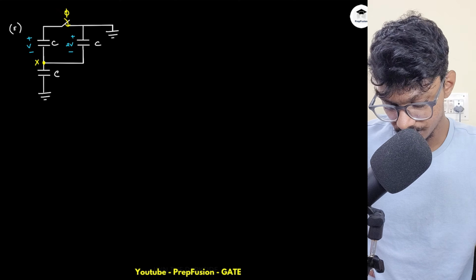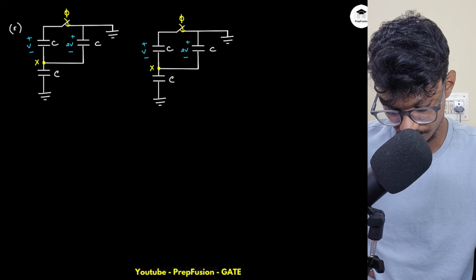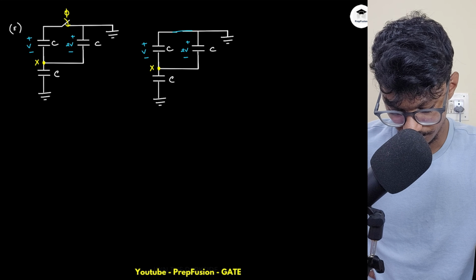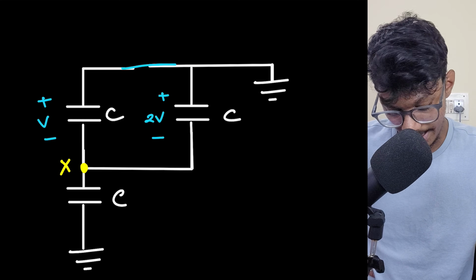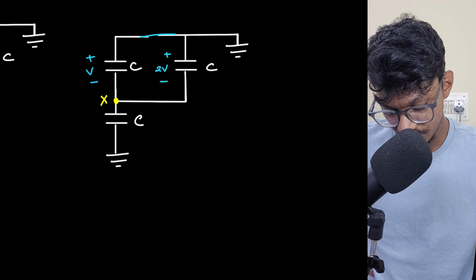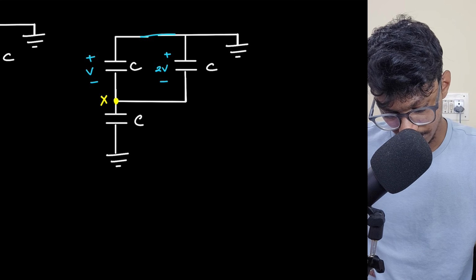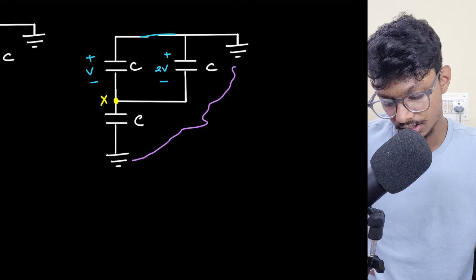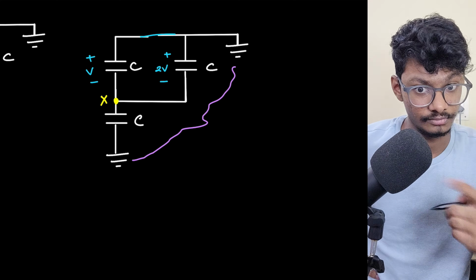Now if I close the switch, what will happen is that this actually forms a closed loop because these points are grounded. I can connect this, as these are virtually shorted because these two points are grounded. And here is also another loop. So there are two loops now.